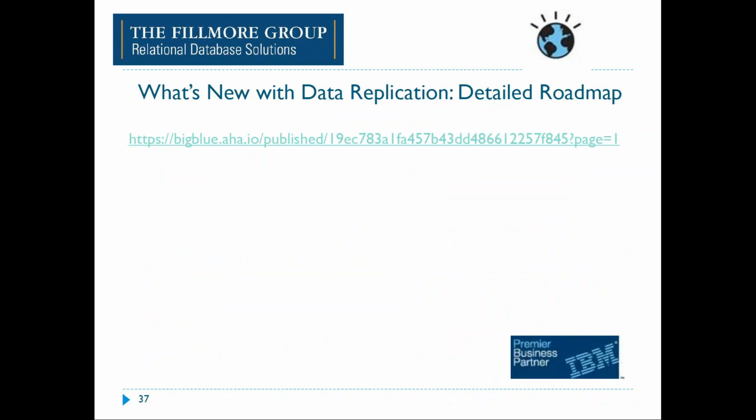IBM is moving to a new model, both for the roadmap of its product development. They are exposing that to the community using a platform called AHA, and both the roadmap and the ability to promote what used to be called requests for enhancements, RFEs, can be done through AHA. So click on the link. Again, the presentation handout is available on the handout link.